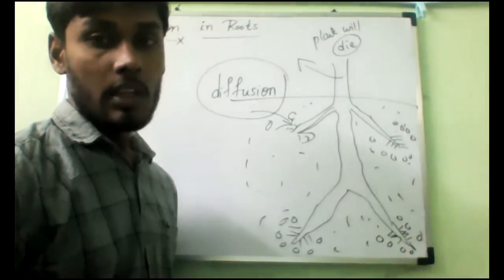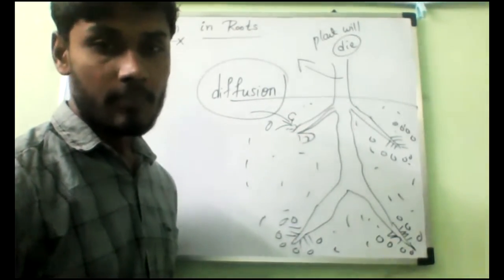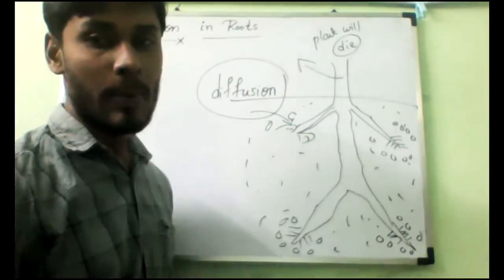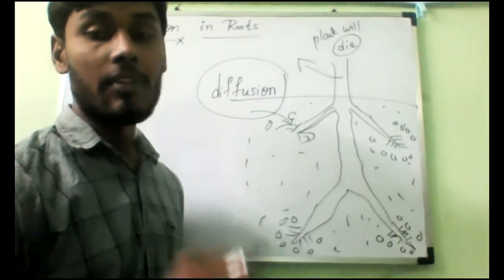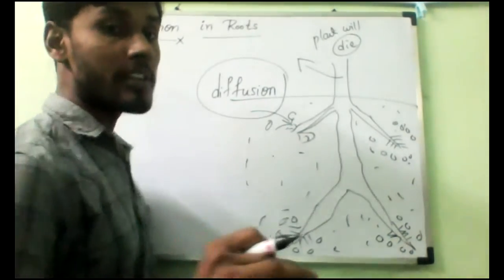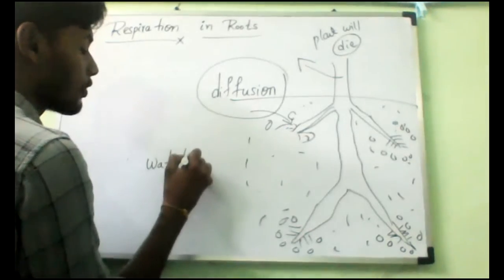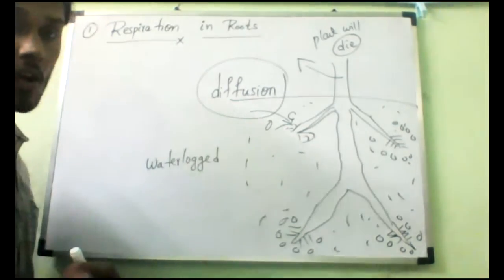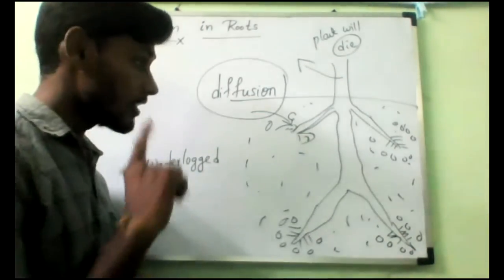Because plants cannot absorb the oxygen due to the water present. Land plants, whatever plants can grow on the land, will die if their roots remain waterlogged, meaning their roots are inside the water for a long period of time.